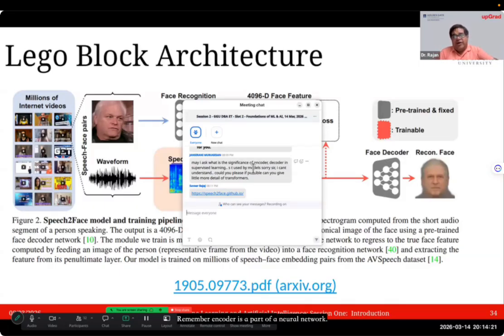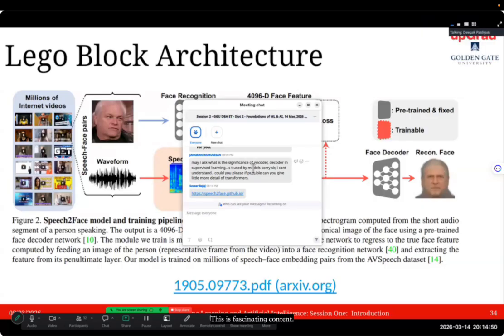Remember, encoder is a part of a neural network. It's a complete part of a neural network. We just take the first part of it. So during the building of the encoder, supervised learning happens. During the building of the decoder, supervised learning happens. Once these have learned, you just mix and match to do different kinds of tasks that you want. Okay, Deepak, you had a question.